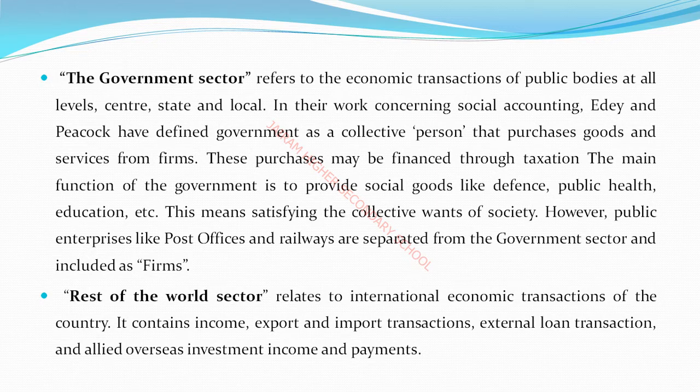Already we know the firm produces goods and services for the household, which gives money and purchases the goods and services from the firm. In this connection, the government also purchases goods and services from the firm. The purchases may be financed through taxation.